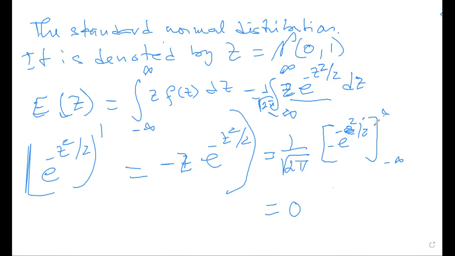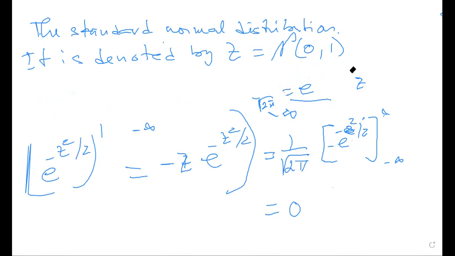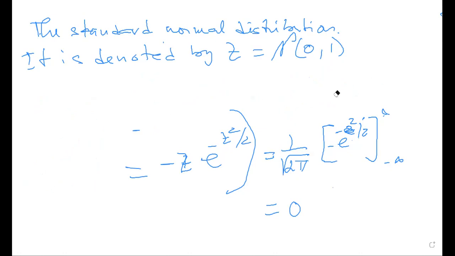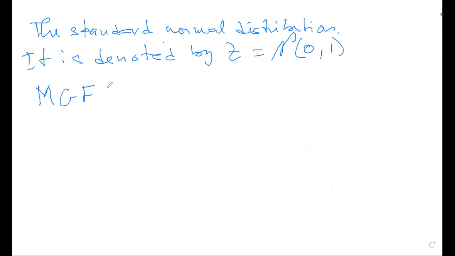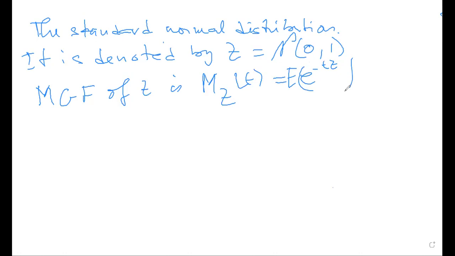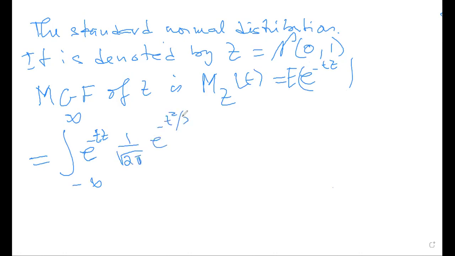So instead, the advantage of the moment generating function is that it spares us doing this integral several times. We do one big integral and we use it to take care of all the other parameters. So instead of continuing with integrals, I'm going to compute the moment generating function. The moment generating function of z is M_Z of t equals the expectation of e to the tz, which is equal to the integral from negative infinity to infinity of e to the tz times the density function, 1 over square root of 2 pi, e to the minus z square over 2, dz.